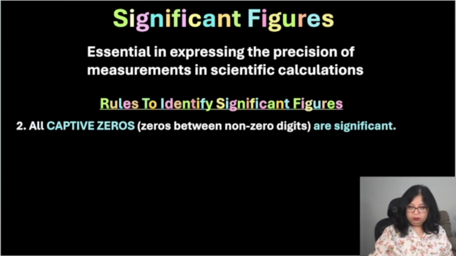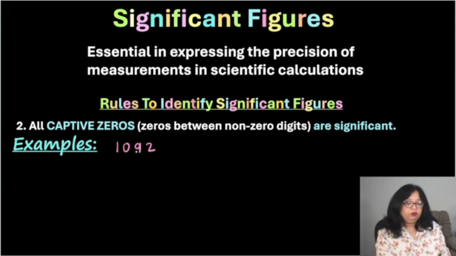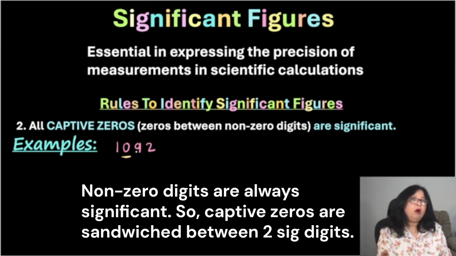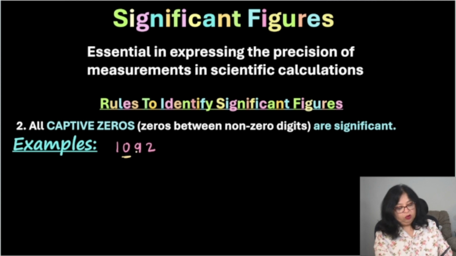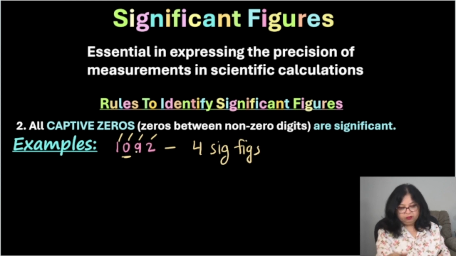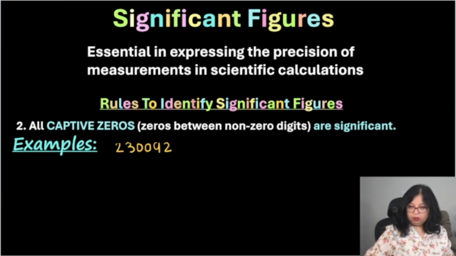All right. Next, rule number 2: all captive zeros are significant. Let's look at some examples. 1092. This 0 over here is a captive 0. And rule number 2 is saying that all captive zeros, that is zeros in between two non-zero digits, they are significant. So how many sig figs are here? 1, 2, 3, and 4. So there are 4 sig figs. Very good.